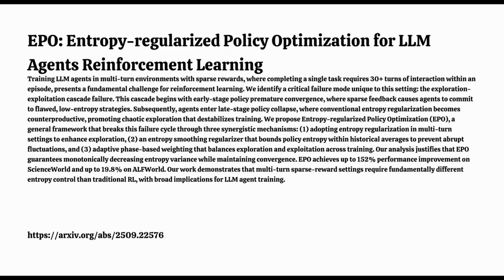Wait, over 150%? That's huge. It is. The baseline methods often got stuck around, say, a 40% success rate after a lot of training. But the EPO versions, they converged much faster and reached success rates above 80%. Wow, so it suggests that cascade failure really was the bottleneck. It strongly suggests it, yes.